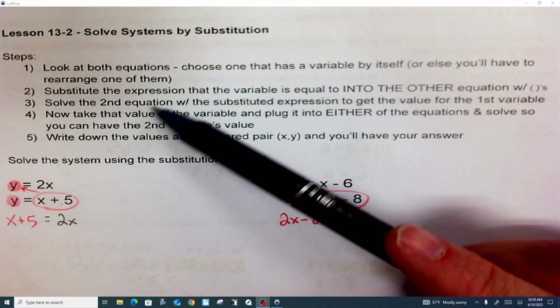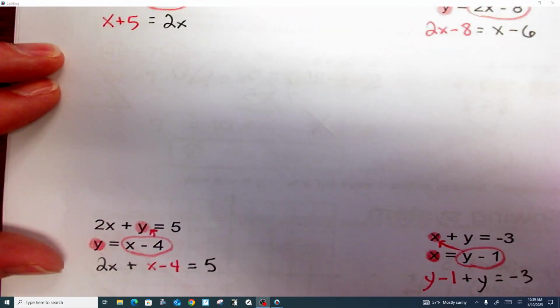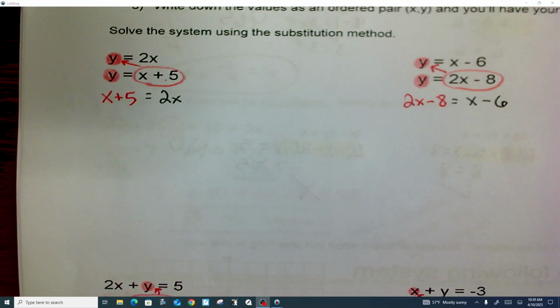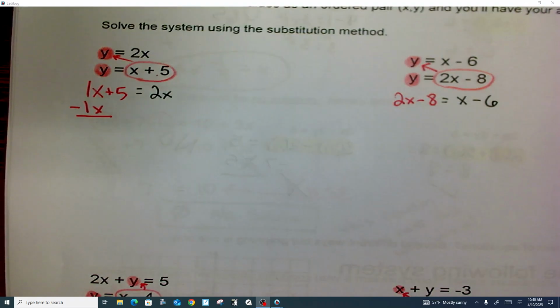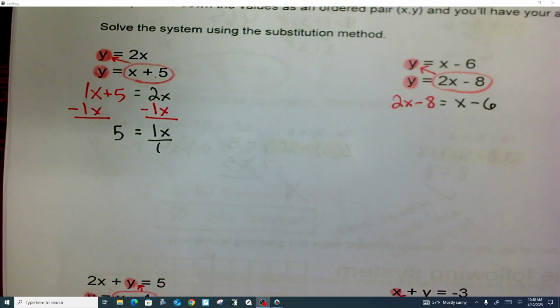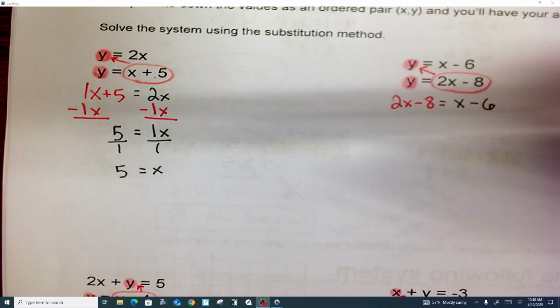Well, it says solve the second equation. What I'm talking about is please just go solve this equation. So use the same equation skills that you've used for weeks now, and let's go solve this equation right here for x. And we find out that x is equal to 5.